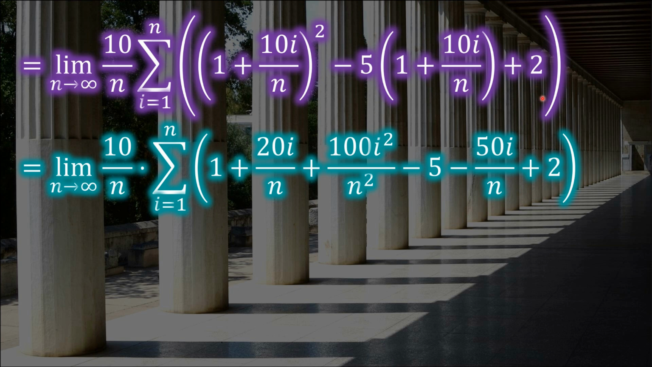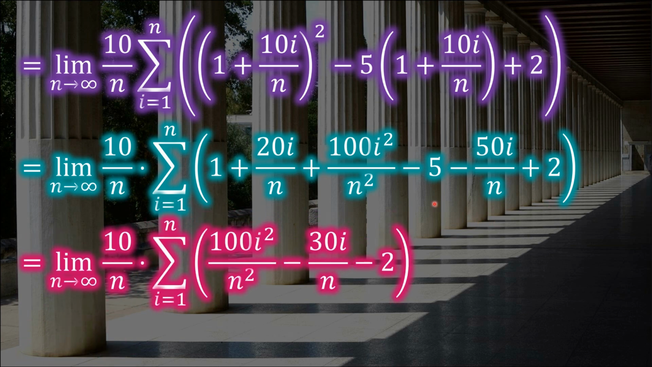Simplifying this. Once we get through this, we're just trudging through muddy math, right? But it's just algebra from this point. What can I do with this? I can break this up into individual sums, but I should probably combine like terms first, right? 1 minus 5 is -4, plus 2 is -2. 20i over n minus 50i over n is -30i over n, and nothing combines with this, so I'll have that 100i squared over n squared.